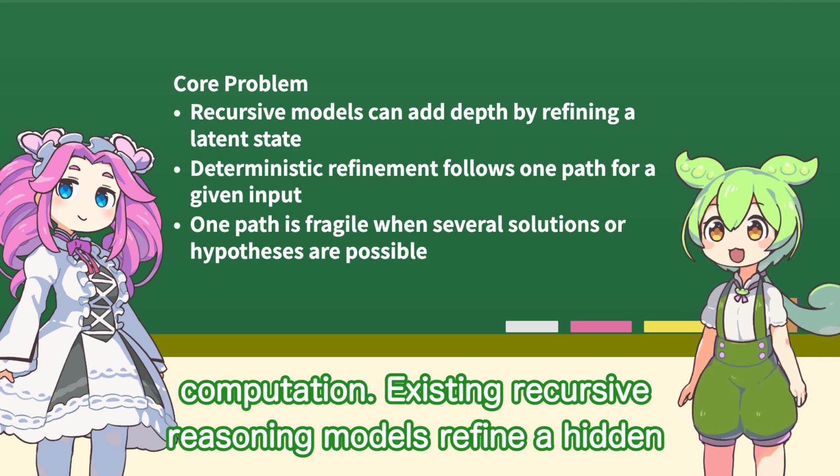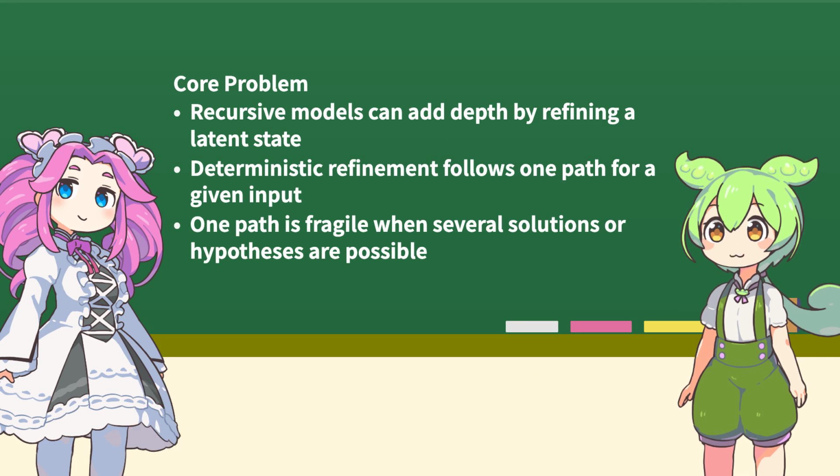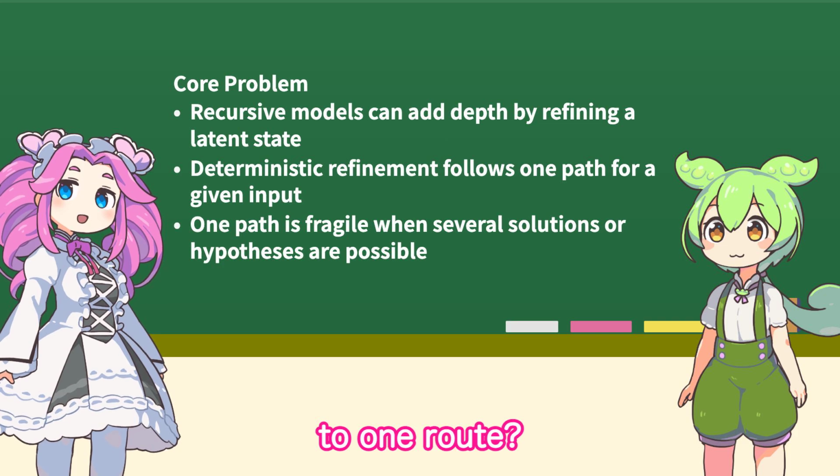Existing recursive reasoning models refine a hidden state over and over, but they usually follow one deterministic path and end at one answer. So the weakness is not recursion itself. It is that the recursion collapses to one root.